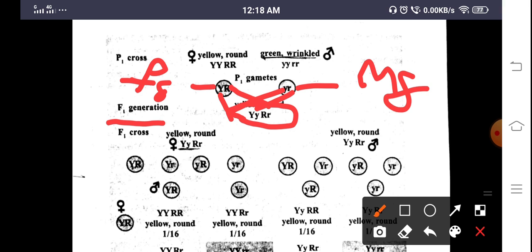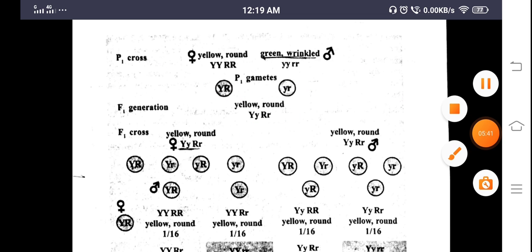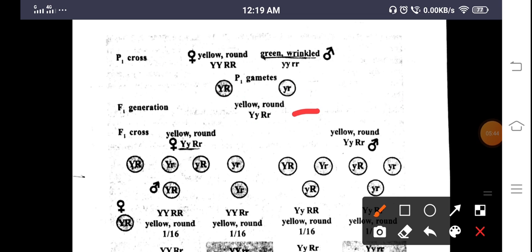So the F1 generation is capital Y and small y, capital R and small r. What kind of seed does this plant produce? This plant produces yellow colored, round seeds, that is the characteristic feature of this one. So this F1 plant produces yellow colored and round seeds.